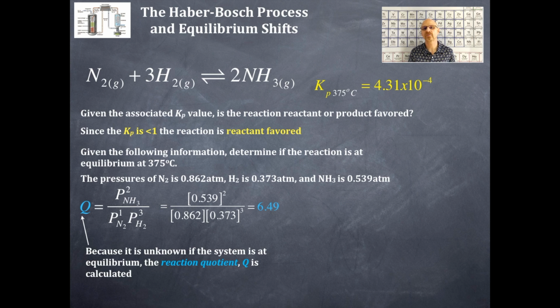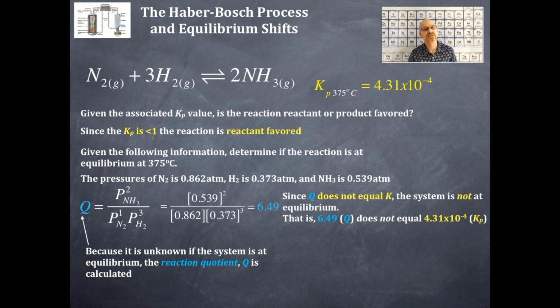I get 6.49. So, does 6.49, which is the Q, equal the K? Most certainly not. So therefore, since they do not equal, that is the Q does not equal the K, we are not at equilibrium. 6.49 does not equal 4.31 times 10 to the negative 4. Okay, so which way will the system shift in order to reach equilibrium?